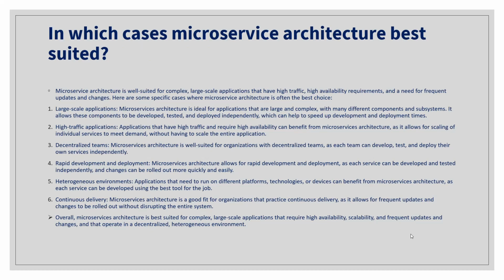Continuous delivery is our sixth point. Microservices architecture is a good fit for organizations that practice continuous delivery as it allows frequent updates and changes to be rolled out without disrupting the entire system. Overall, microservices architecture is best suited for complex, large-scale applications that require high availability, scalability, and frequent updates and changes, and that operate in a decentralized, heterogeneous environment.